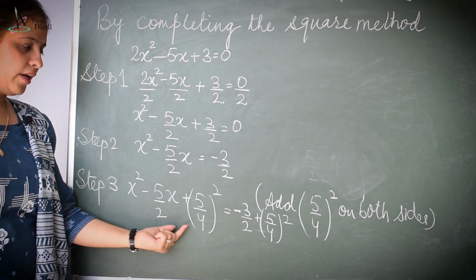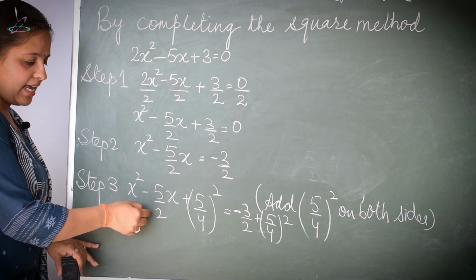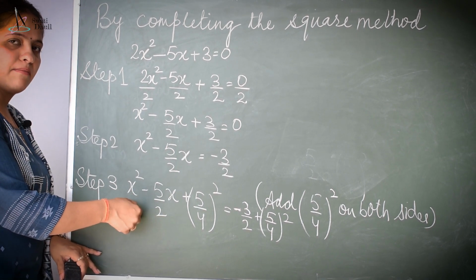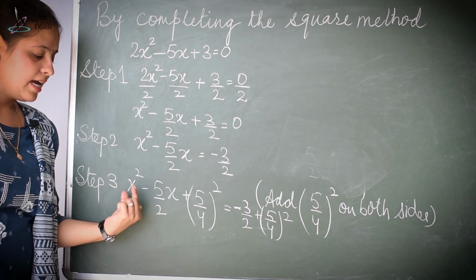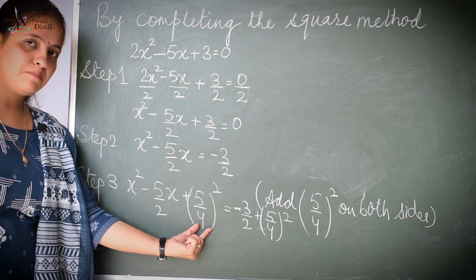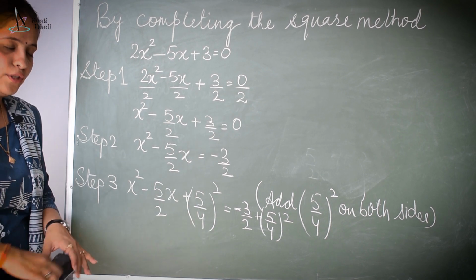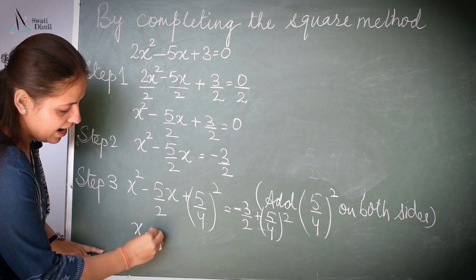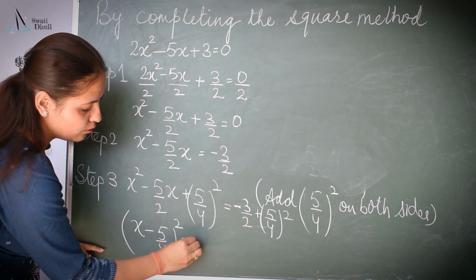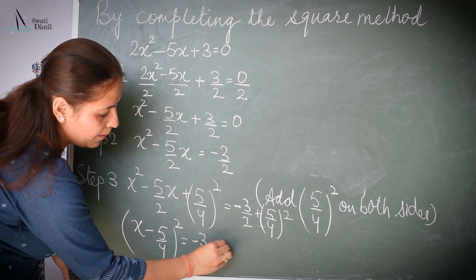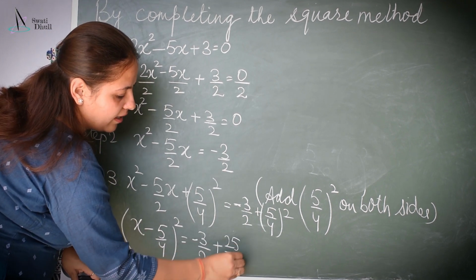Now look here on the left hand side, the coefficient of x has a minus sign. So what you have to remember is if there is a minus sign, the formula will be a square plus b square minus 2ab, that means a minus b whole square. So look here, it will become x minus 5 by 4 whole square is equal to minus 3 by 2 plus, you have to square it, so 5 by 4 square is 25 by 16.